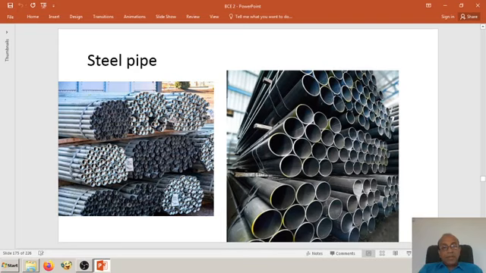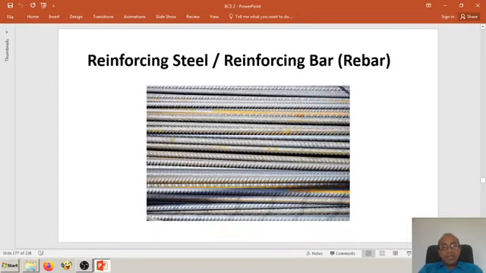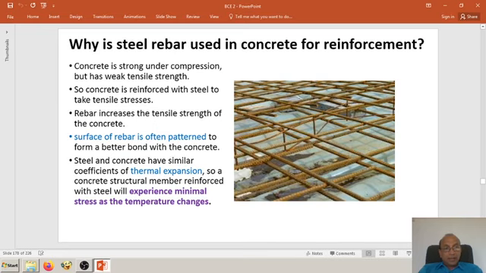Then we have steel pipes, which vary from small to large diameters, and steel pipes and tubes are used for structural components in buildings. Reinforcement steel or reinforcement bars, also known as rebars, are made of steel, and they have some grip. And here, why is steel rebar used in concrete for reinforcement?